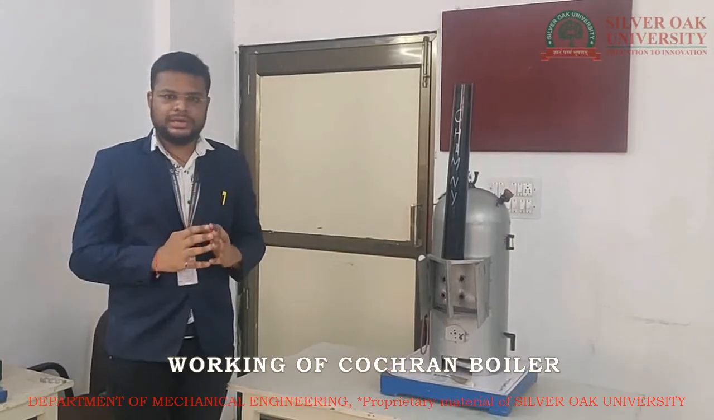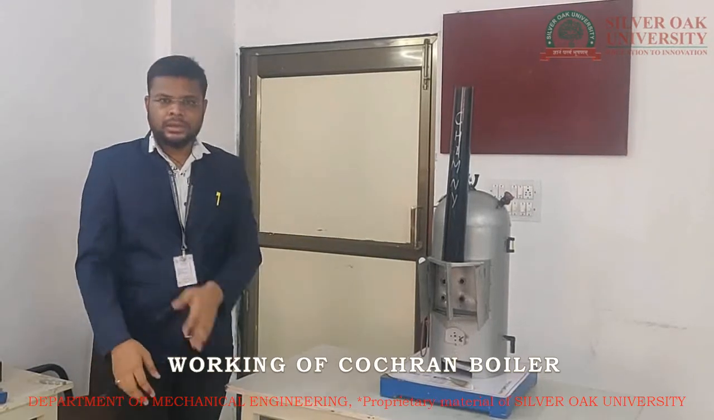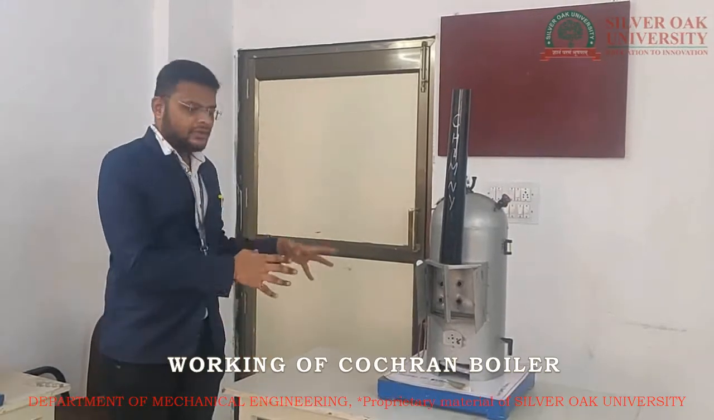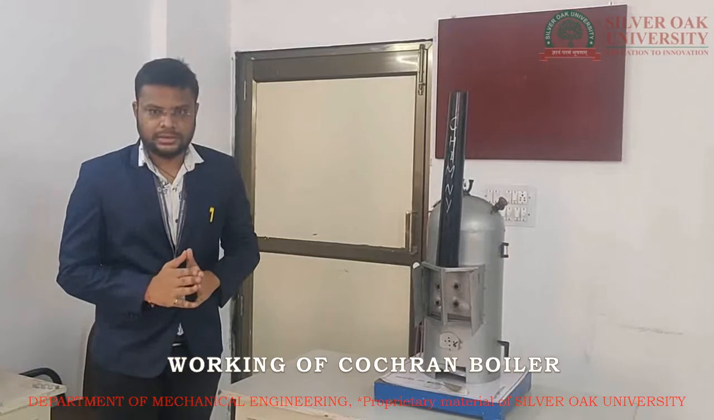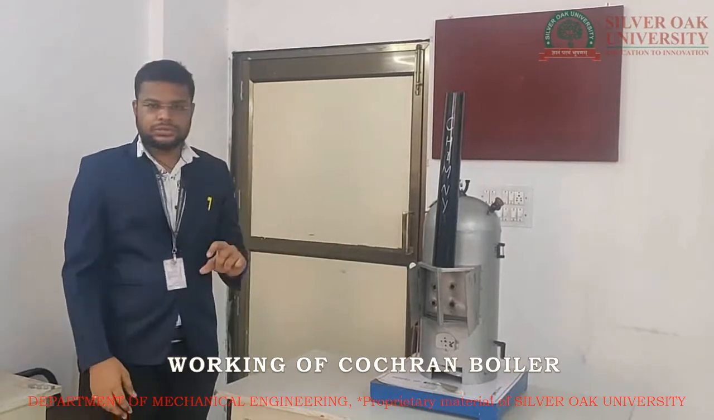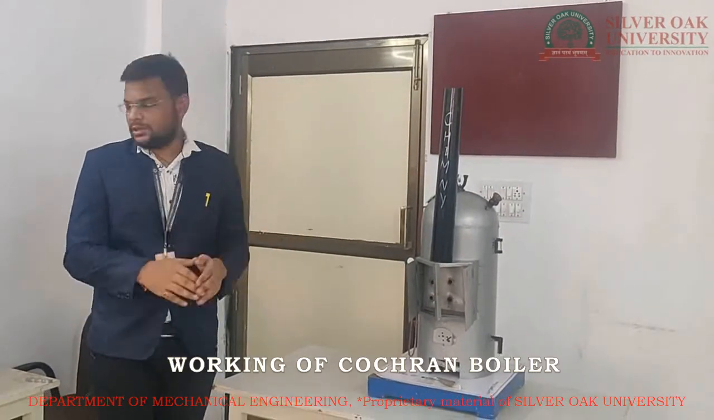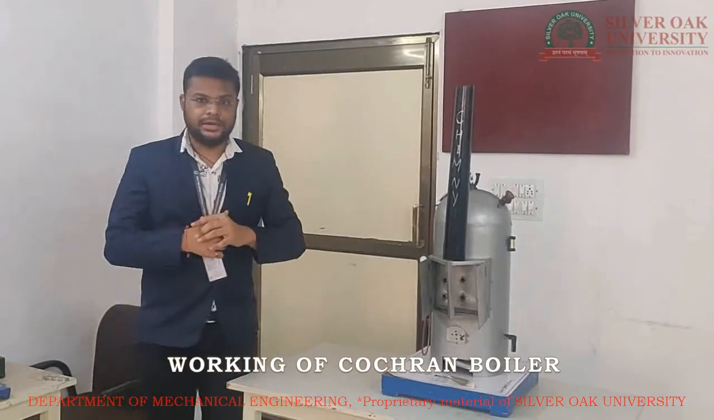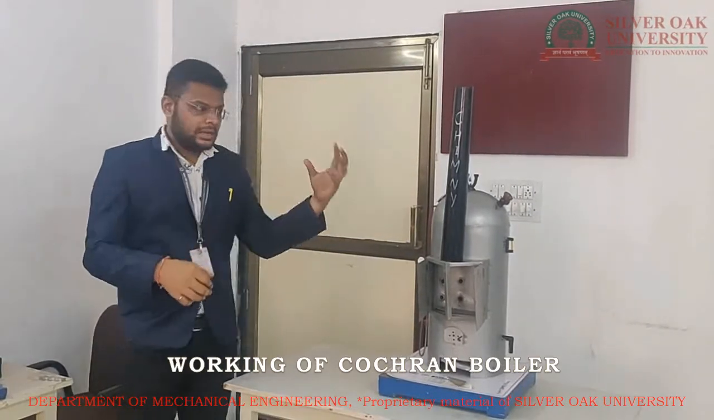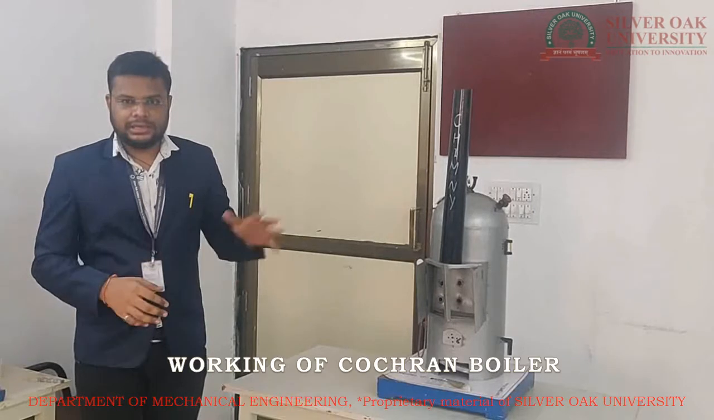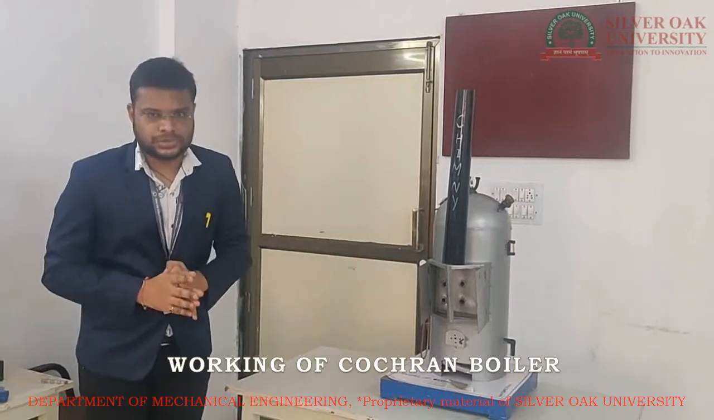A Cochran boiler is a vertical, internally fired, fire tube type of boiler. Also, a Cochran boiler is a modification of the simple vertical kind of boiler. Now before going to the working, let me see the various parts of the Cochran boiler.